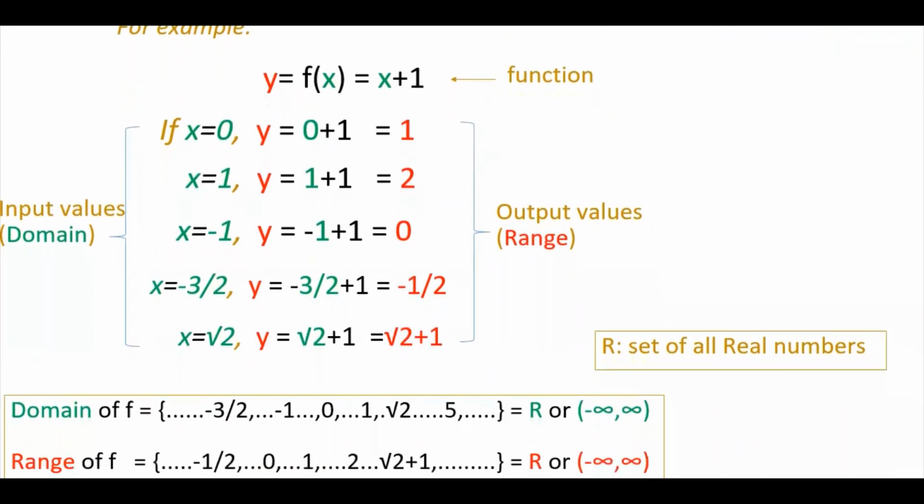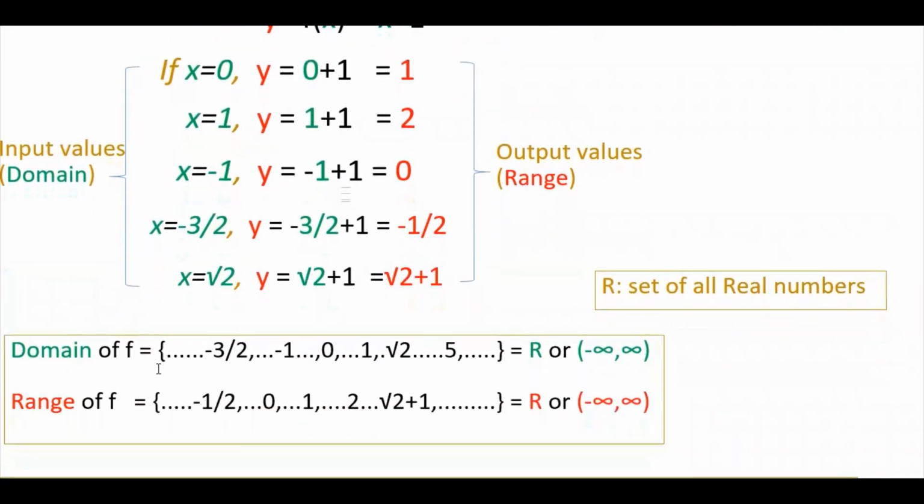And if you write the domain of this function, you cannot write all the real numbers in a set, so you can show it as capital R. Capital R means the set of all real numbers. Or you can show this in interval notation like this: open bracket, minus infinity to infinity, close bracket.